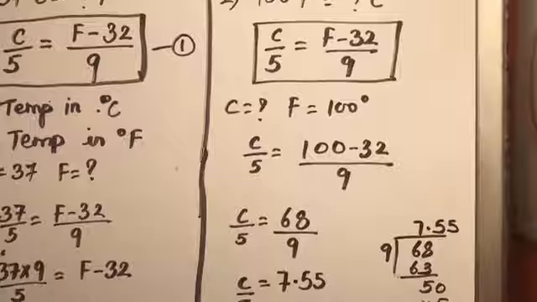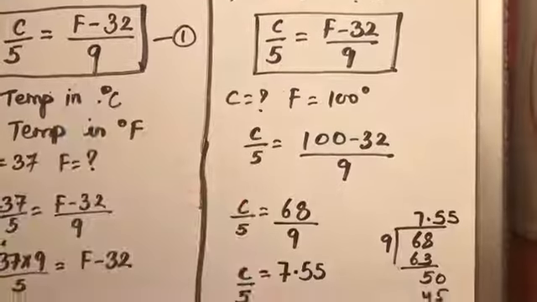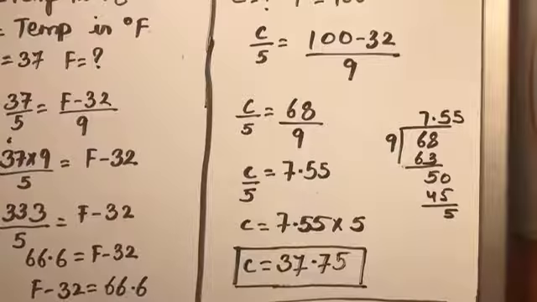So this is how, using the relation between centigrade and Fahrenheit, this relation C over 5 is equal to F minus 32 over 9, we can convert Celsius degree temperature to Fahrenheit and Fahrenheit degree temperature to Celsius or centigrade.